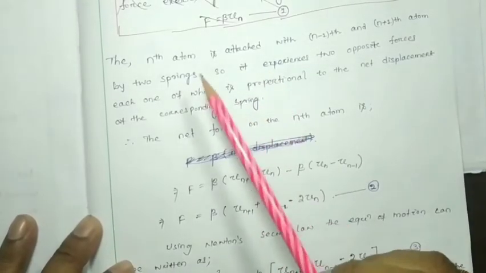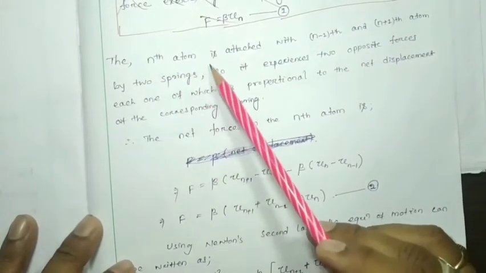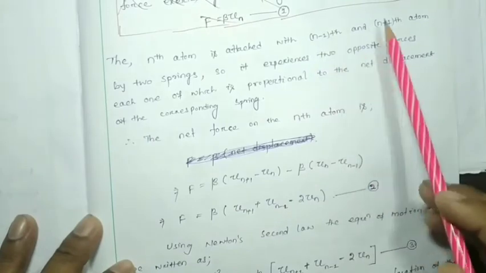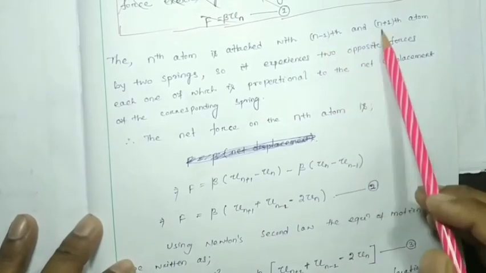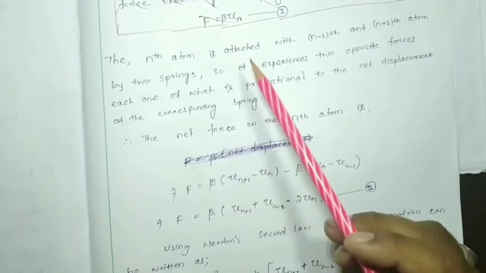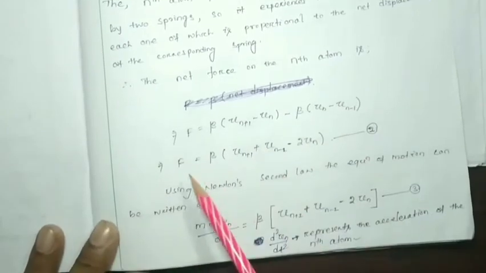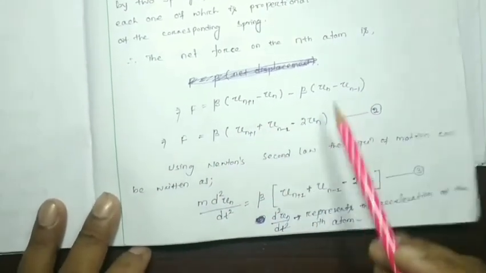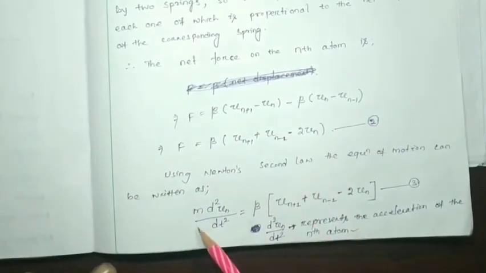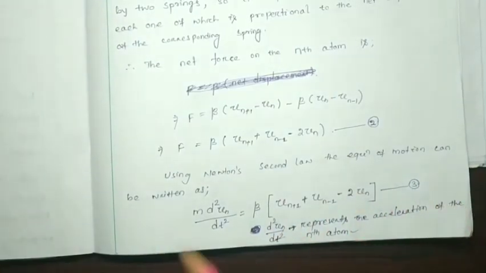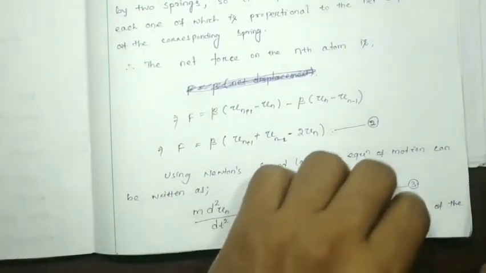Now if we consider the nth atom attached with the n plus 1th and n minus 1th atoms by 2 springs, then the net force on the nth atom will be this much. And if we consider Newton's second law, then it will be this much. This is equation number 3. I have discussed it in detail in the last video, you have to follow that one.